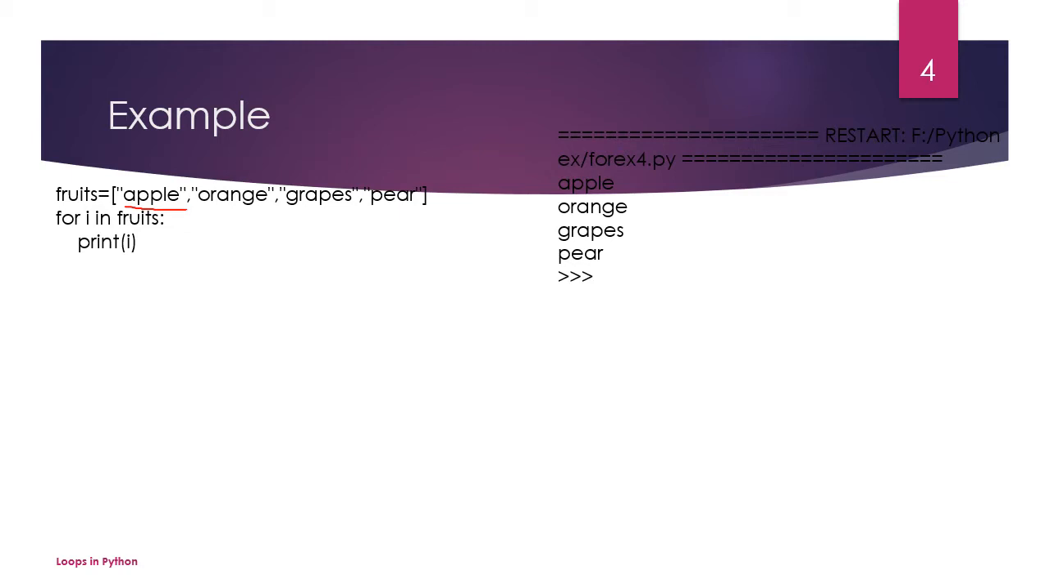Then the loop continues with the next element, orange. Since there are more elements, i is assigned the value orange and it is displayed. Again, there are elements in the list. So i is assigned the value grapes and it is displayed. Again, more elements are there in the list. So i is assigned the value pear and it is displayed.